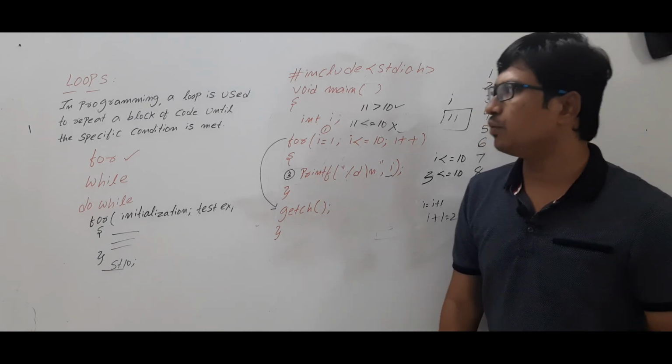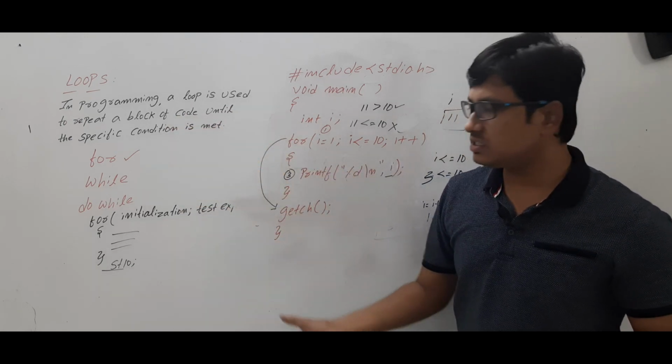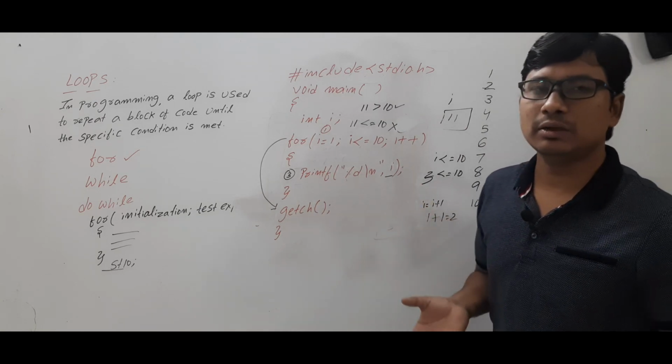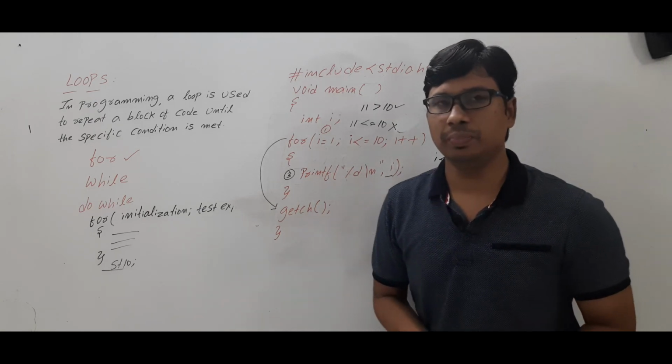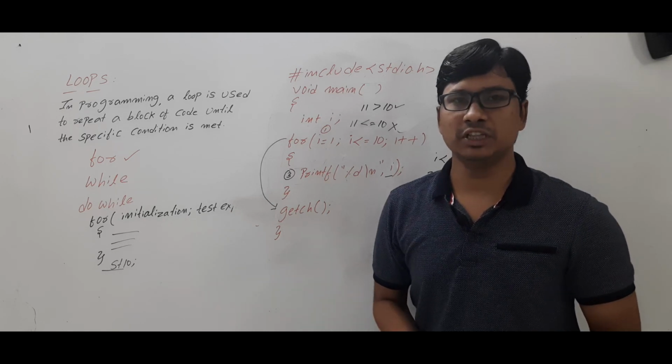So I hope you have understood what is a loop, how many different types of loops are there, what is the syntax for the for loop, and what is the flowchart, and how to write a program using the for loop.